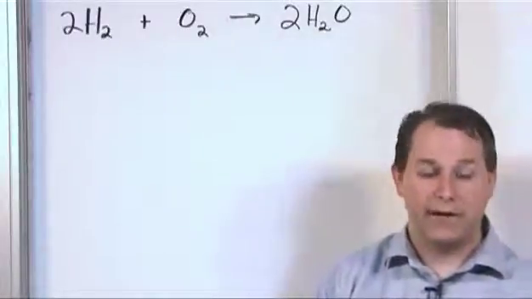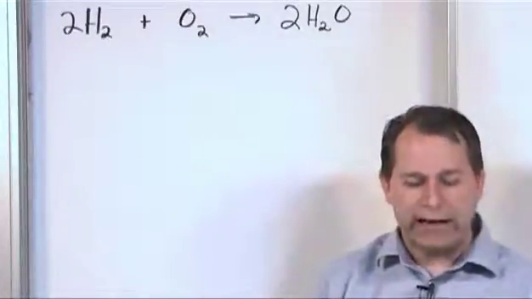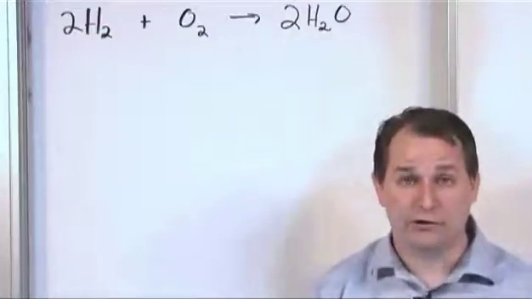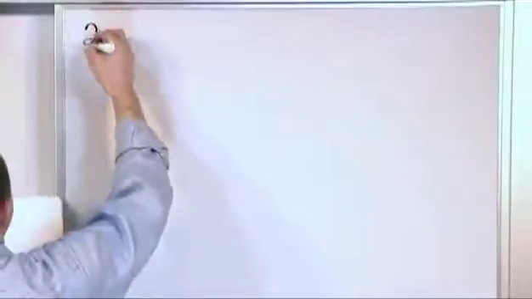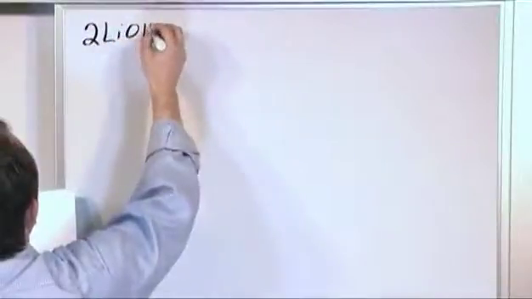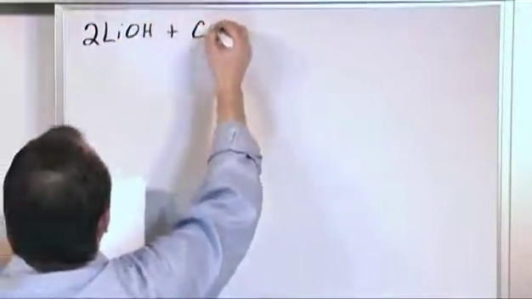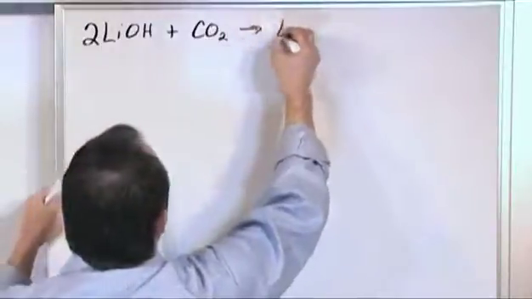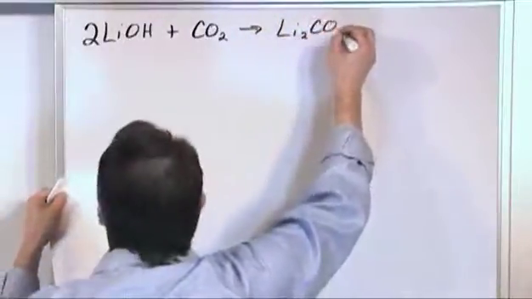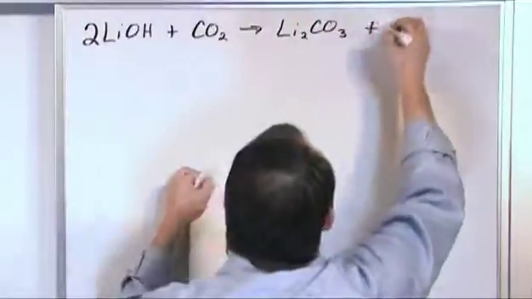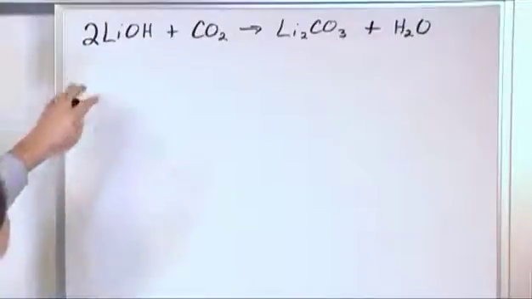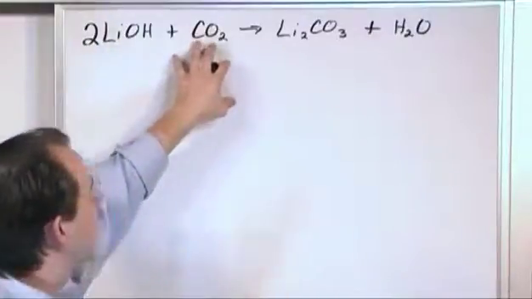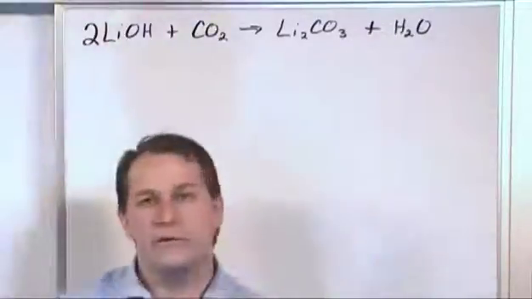So we have covered, in theory anyway, what this is all about. What I'd like to do is work a real problem to show you how to do that. So let me go ahead and write a real reaction on the board. Let's look at 2 moles of lithium hydroxide plus carbon dioxide yields Li2CO3, which is lithium carbonate, plus H2O. So this is a reaction, and for those of you who are curious, this is lithium hydroxide, this is carbon dioxide. When you put them together, you get some results over here on the right-hand side.